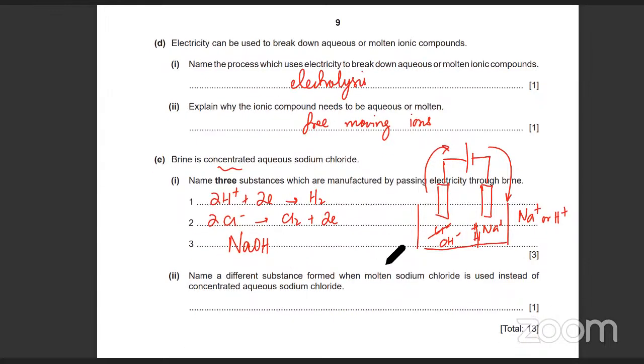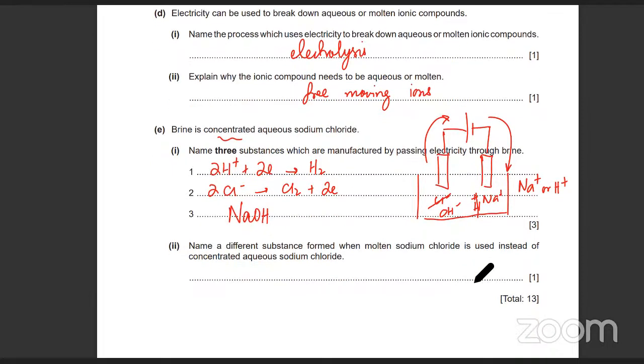Name a different substance formed when molten NaCl is used instead. अब molten use करोगे तो उसमें क्या फर्क होगा? उसमें H और OH तो होगा नहीं. तो एक साइड पे Na होगा और दूसरी साइड पे Cl होगा. उसके अलावा तो कोई ऑप्शन ही नहीं होगा. ठीक है? Is this clear? Yes.